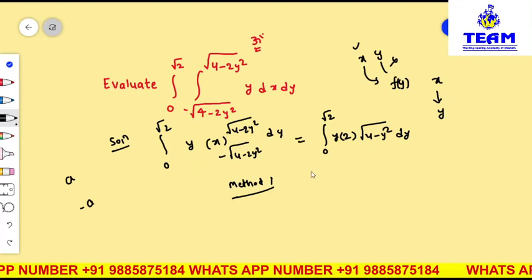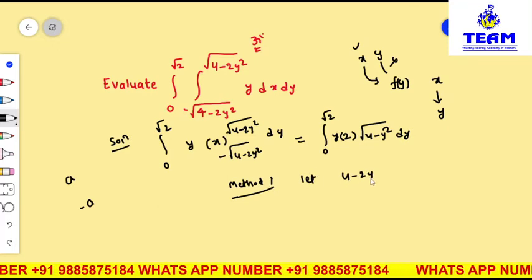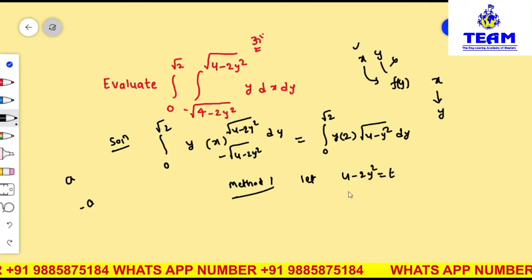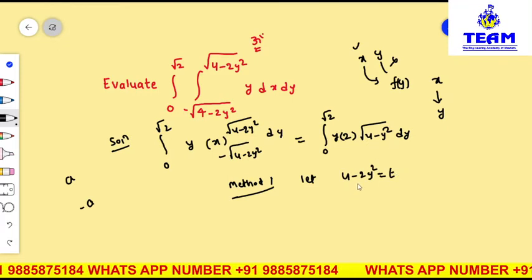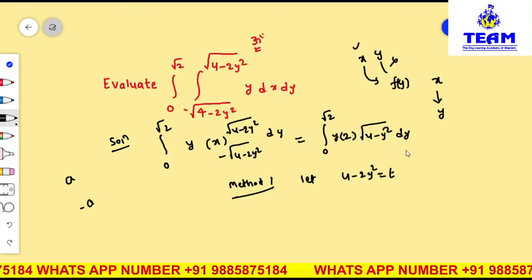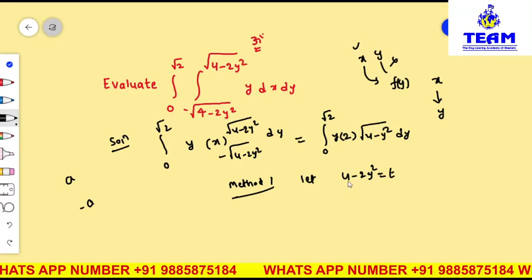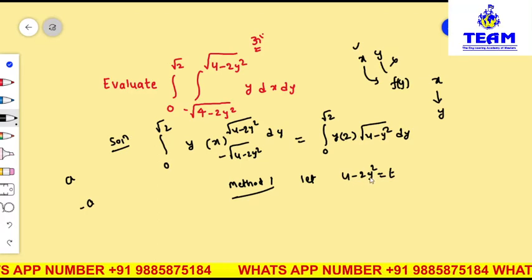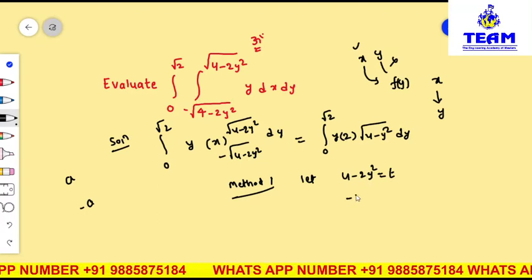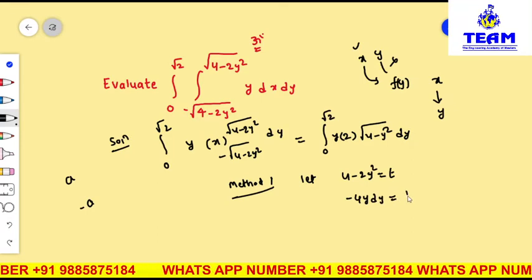Method 1: let 4 minus 2y square be equal to t. Now I am changing y in terms of t, so I have to change dy also in terms of dt. Differentiate with respect to y: the derivative of 4 is 0, minus 2 is a constant, and the derivative of y square is 2y. So you will have minus 4y dy equal to dt.